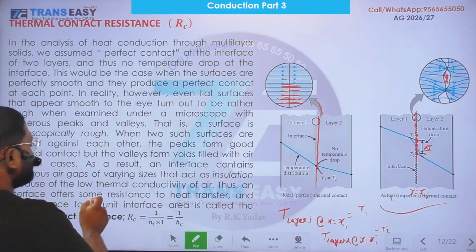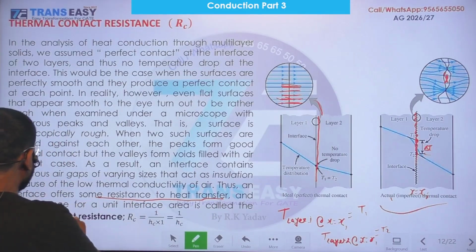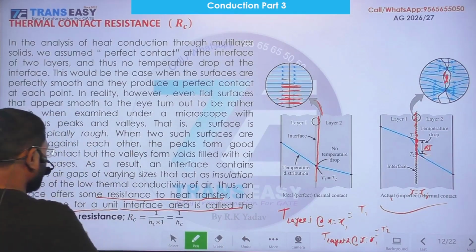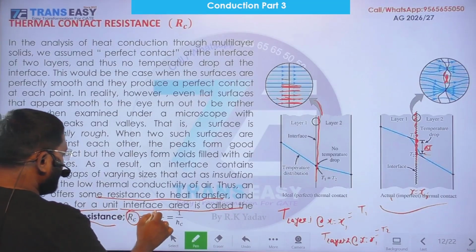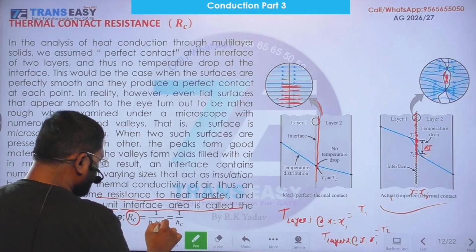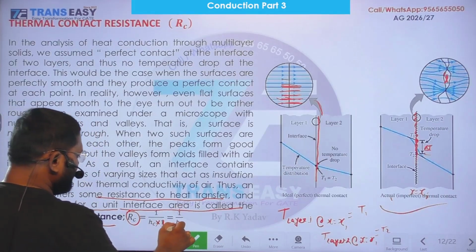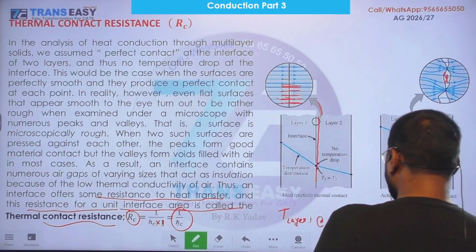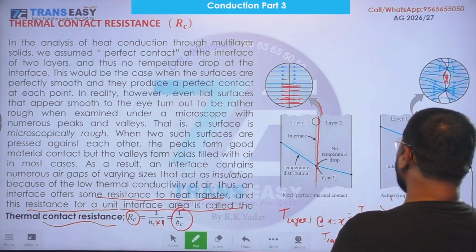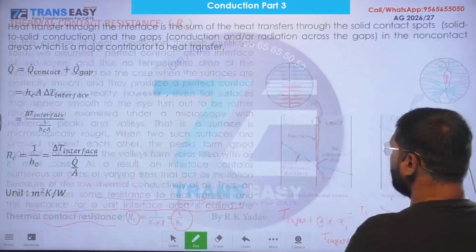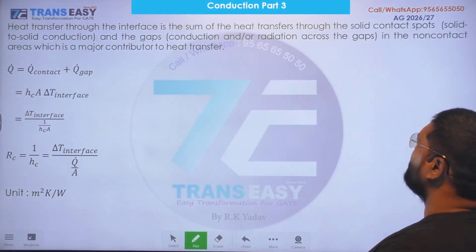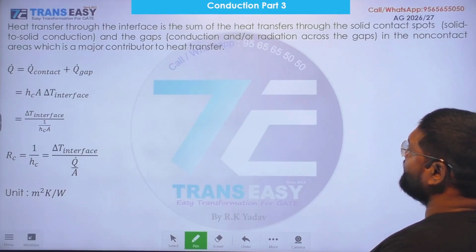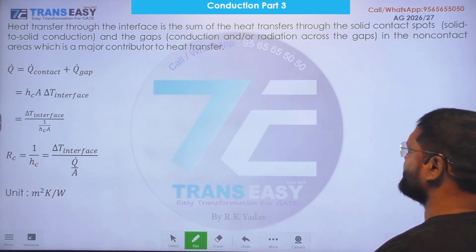Thus an interface offers some resistance to heat transfer, and this resistance for a unit interface area is called the thermal contact resistance. Rc is 1 upon hc. Heat transfer through the interface is the sum of heat transfer through the solid contact spots, solid to solid conduction, and the gaps, conduction and or radiation across the gap.